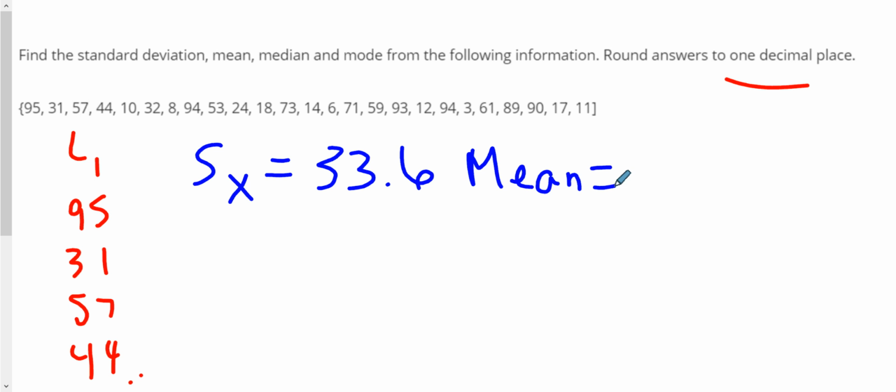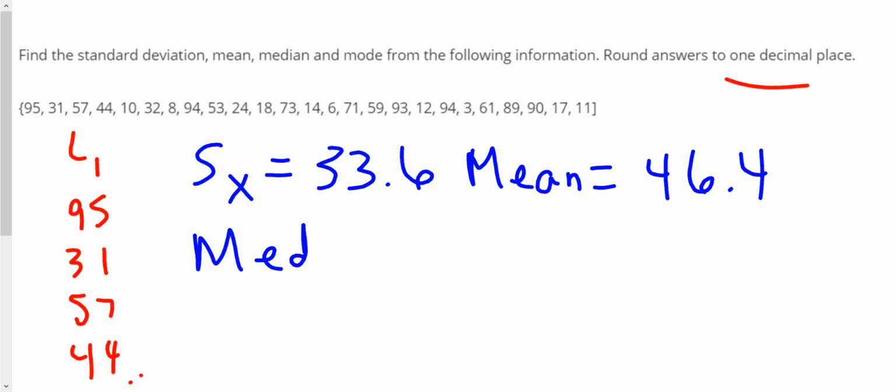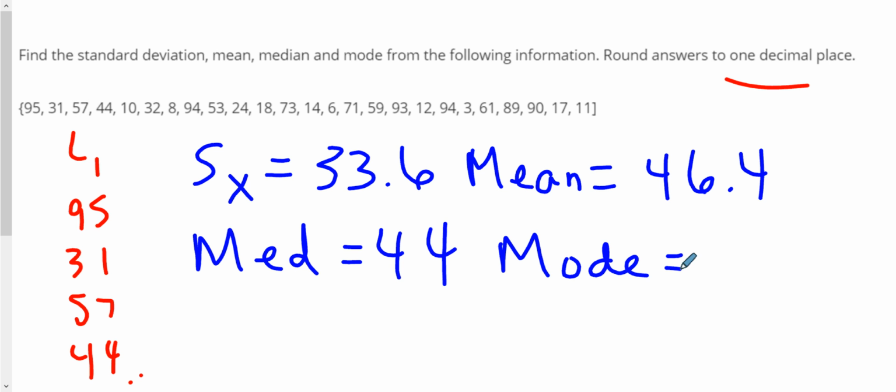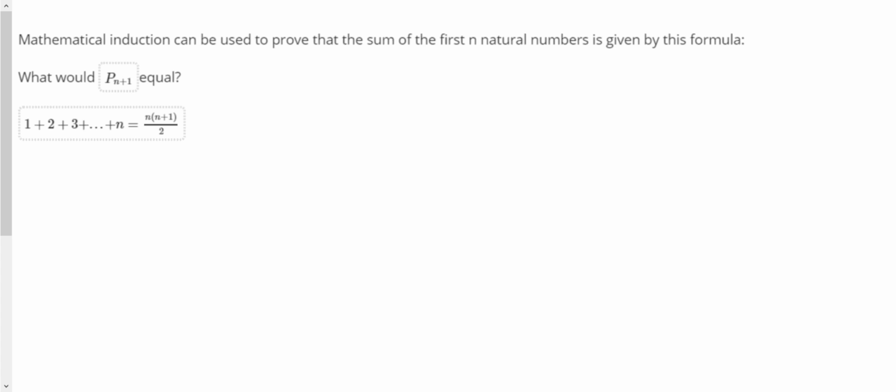So then I get a mean of 46.4. If I recall correctly, I think I also rounded that. Median, we get 44. That shouldn't be rounded. And then we have a mode, which is equal to 94, because that occurs twice. If you ever have any questions about, again, inputting stuff in your calculator, go back to that video that I posted. You can even YouTube a video on stuff like that.